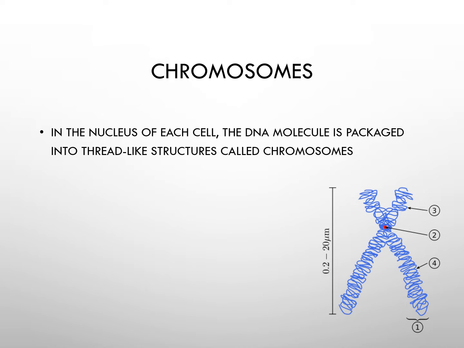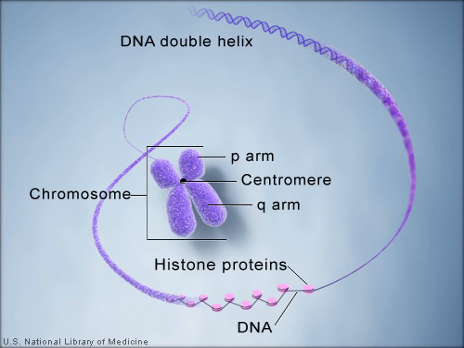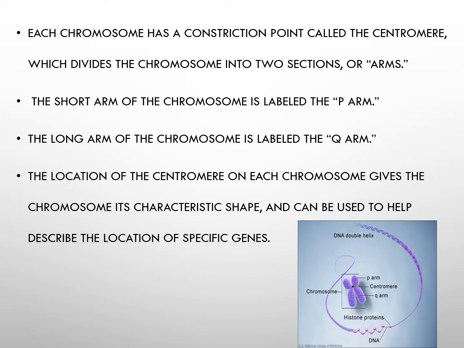Now let's see what are chromosomes. In the nucleus of each cell, the DNA molecule is packaged into thread-like structures. They are called chromosomes. In this picture itself we can see there are thread-like structures, that is a chromosome. Now let's have a look at the picture.